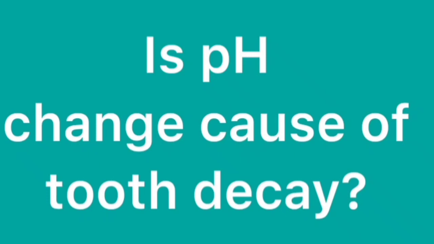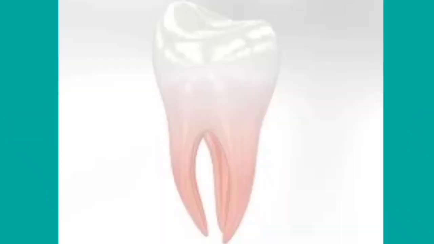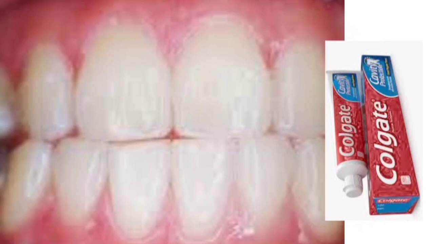Is pH change the cause of tooth decay? Tooth decay starts when the pH of the mouth is lower than 5.5. Tooth enamel, made of calcium phosphate, is the hardest substance in the body. It does not dissolve in water, but it is corroded when the pH in the mouth is below 5.5. The best way to prevent this is to clean the mouth after eating food using toothpaste, which is generally basic, neutralizes the excess acid and prevents tooth decay.